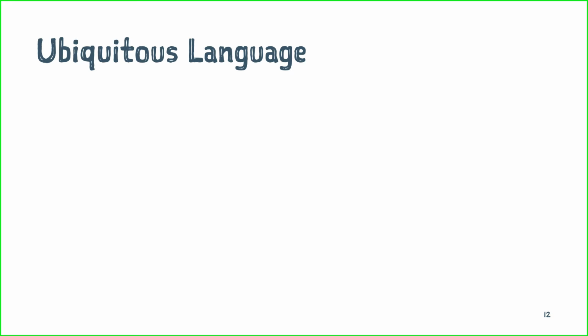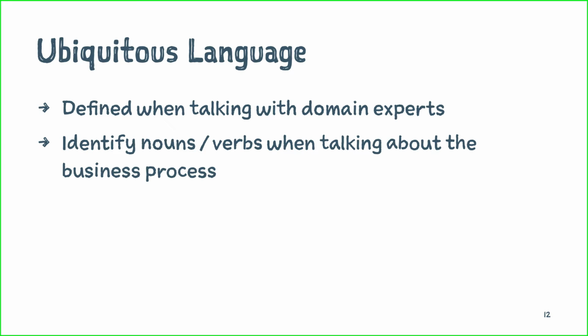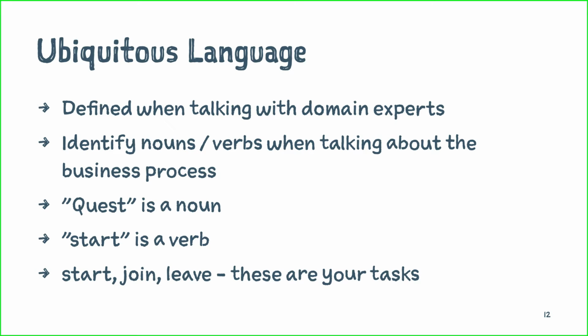And as I said, having the common language, the word you often hear is this ubiquitous language. So you come up with that when you're talking to the domain experts, and this allows you to identify nouns and verbs when talking about that business process. So, for instance, a quest is a noun, and start is a verb. And so you can start a quest, join a quest, leave a quest, and these are the things that become your tasks. So we talked about that task-based UI, and these are the things when you're talking with your domain experts to come up with this language, then that becomes this ubiquitous language.